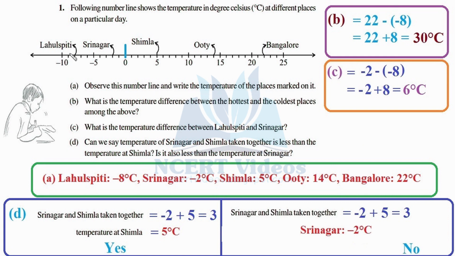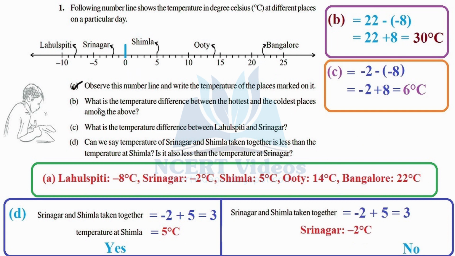So let's observe it. This is Lahaul Spiti and it is -8 degrees Celsius. Let's come on to Srinagar. You can see here 0, 1, 2. It is -2 degrees Celsius, negative side, because it is on the left hand side. Similarly, Shimla is towards the right hand side and it is marked at 5 degrees Celsius. Now Ooty is 1 less than 15. This is the fast way of doing it rather than counting from 0. Similarly for Bangalore, 22 degrees Celsius.